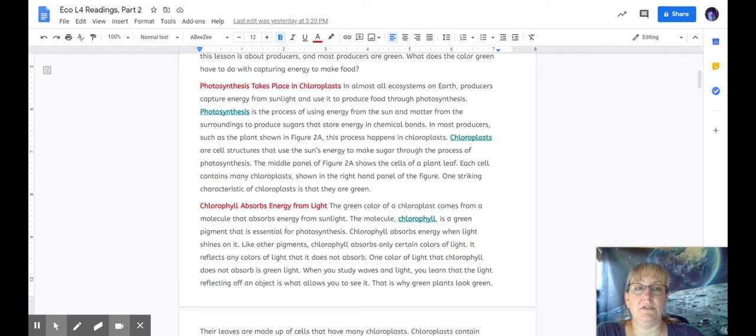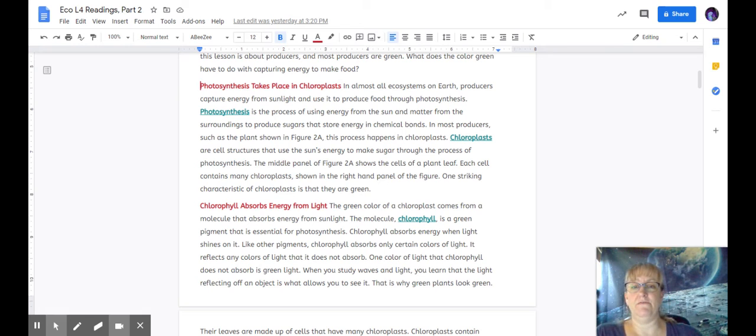In almost all ecosystems on Earth, producers capture energy in sunlight and use it to produce food through photosynthesis. Photosynthesis is the process of using energy from the sun and matter from the surroundings to produce sugars that store energy in chemical bonds. In most producers, such as the plant shown in figure 2a, this process happens in chloroplasts. Chloroplasts are cell structures that use the sun's energy to make sugar through the process of photosynthesis.